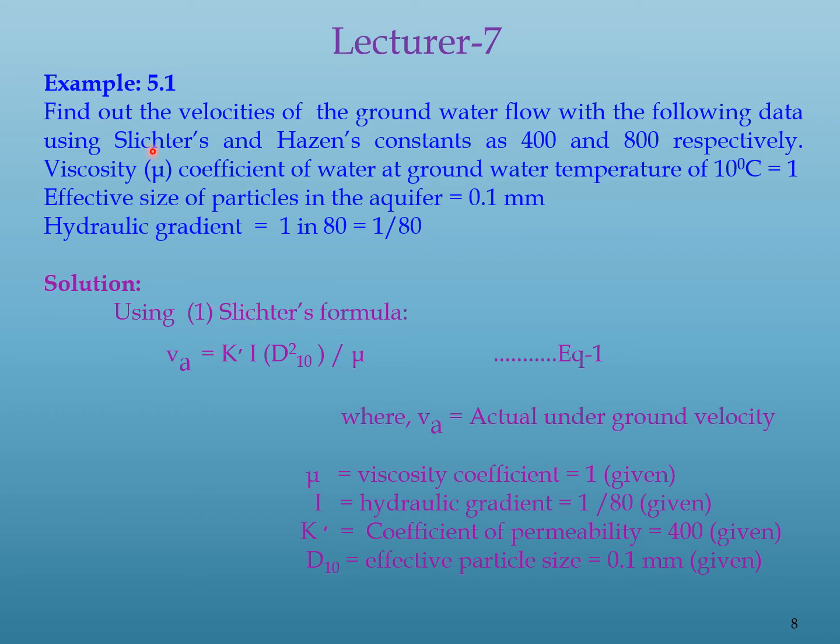First we will calculate the velocity using Schlichter's formula. According to Schlichter's formula, we know velocity Va equal to K prime into I into D10 square divided by mu. Here the given data are mu equal to viscosity coefficient equal to 1, I equal to hydraulic gradient equal to 1 by 80, K prime equal to coefficient of permeability for Schlichter's formula, which is 400, and D10 equal to effective size of particle is 0.1 millimeter.